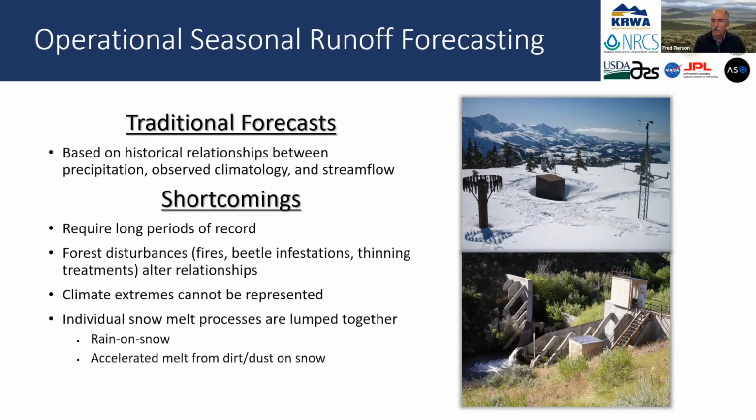As the system changes, obviously the period of record is not applicable any longer, but also for forest disturbances and climate extremes like the droughts, the big swings in wet years and dry years that are not represented in the past. It doesn't fit that very well. And then the dominant processes for different snow components, whether it be rain on snow and that sort of thing. So there's a lot of shortcomings for the traditional approach.